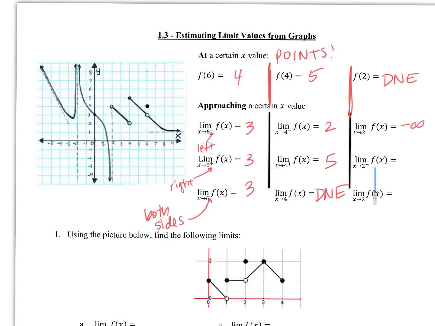How about 2 from the right-hand side? Here's 2 from the right-hand side. Where do I end up? 4. And then when they don't give us a superscript, it wants to know from both sides. So as I approach 2, I just care about 2 from both sides. My right side stopped at 4. My left side's going down to negative infinity. Are they together? No. So my limit does not exist.